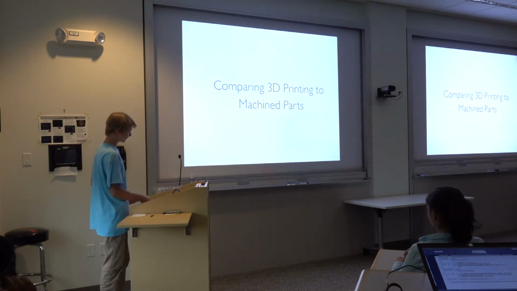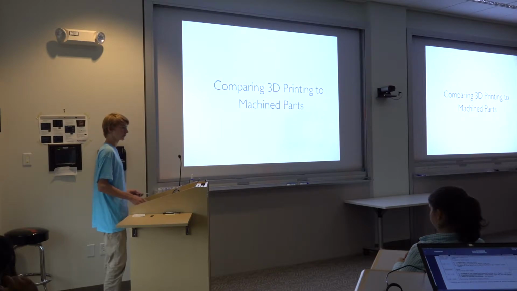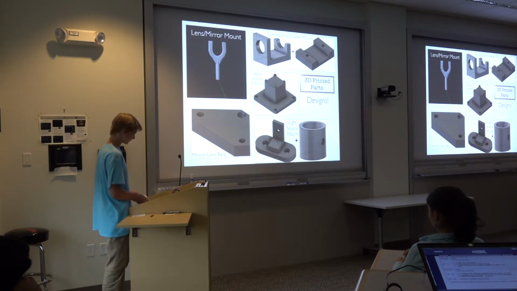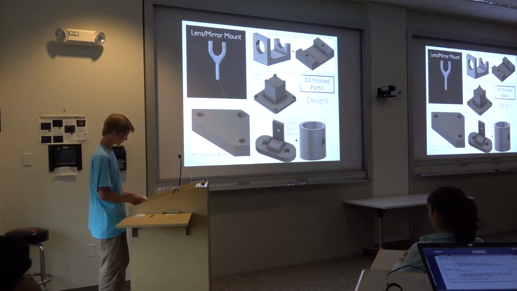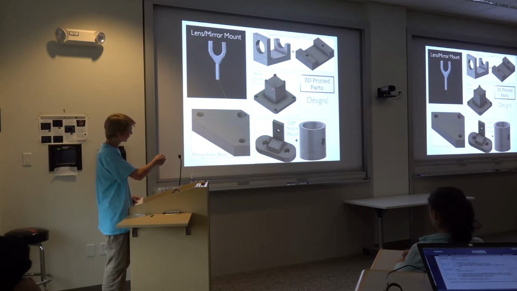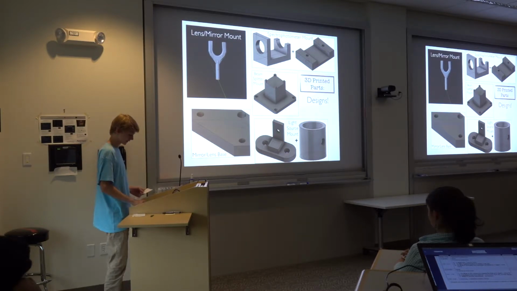That's pretty cool. Now I'm going to go through and compare all the 3D printed parts to the machined parts. These are all the parts that I designed and printed: the lens and mirror mount, the spectrophotometer mount, beam splitter mount, mirror and lens base, and the light source mount. I'm going to go through and explain these in a second.